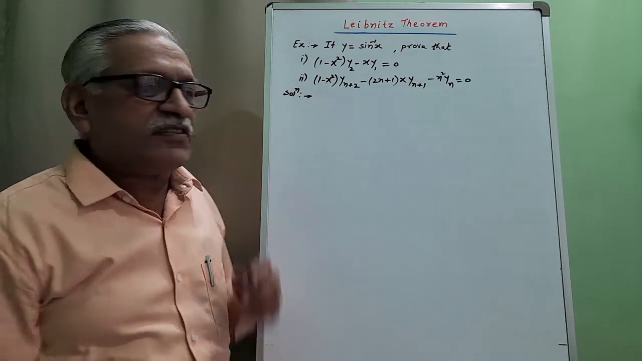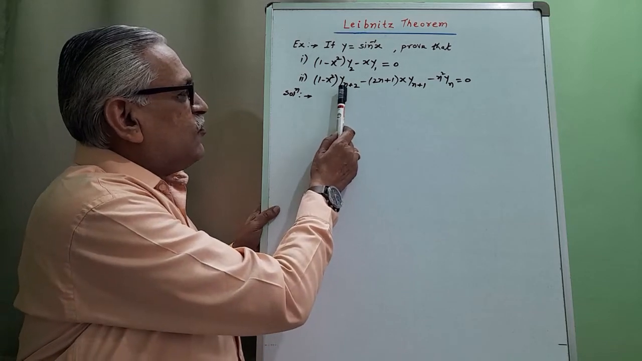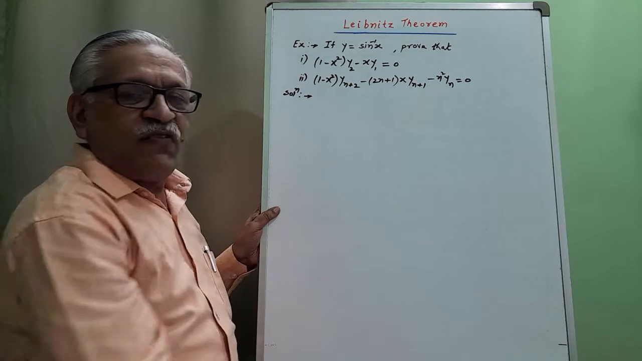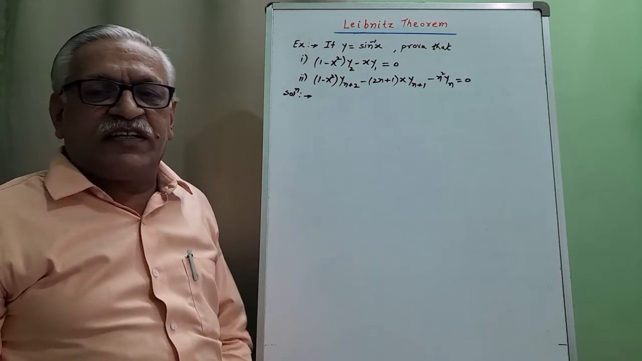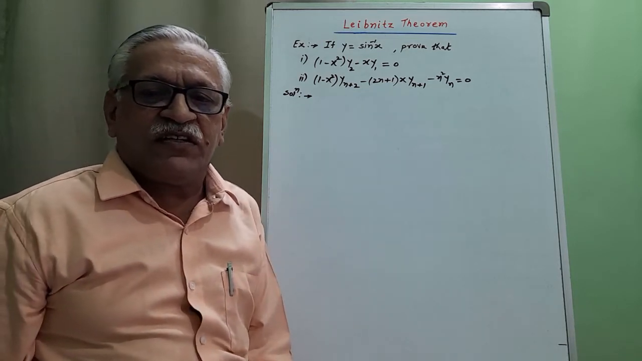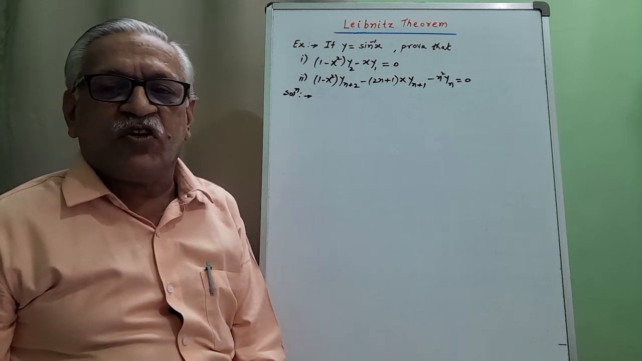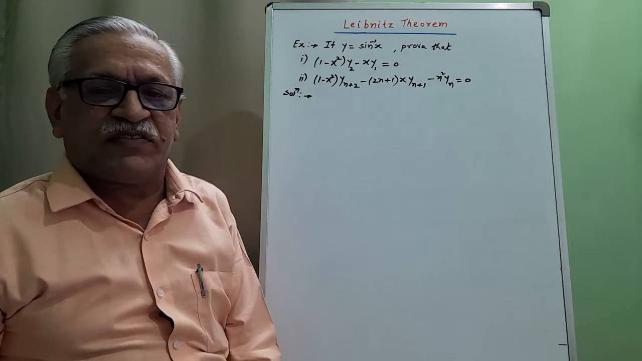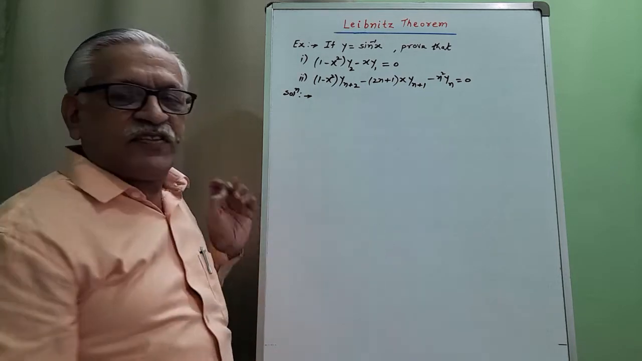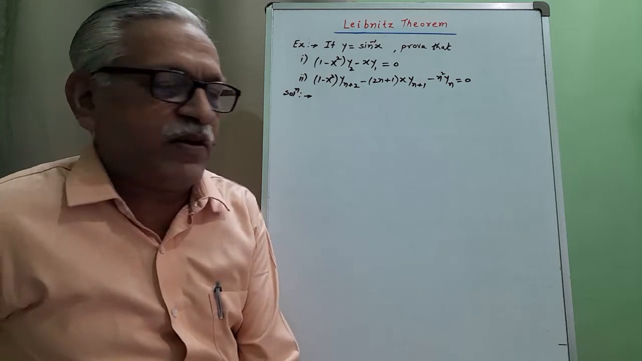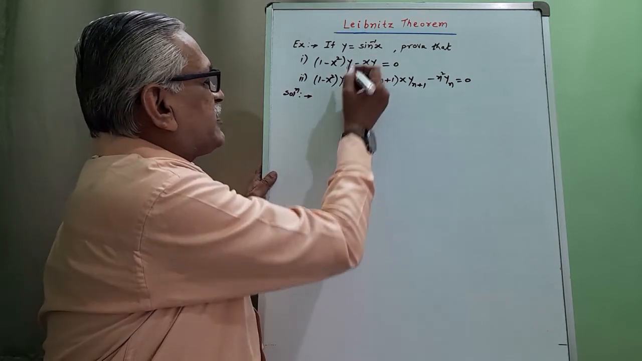If we observe the terms of y, they are yn plus 2, then yn plus 1 and yn. All these derivatives are in decreasing order. Whenever we have such type of terms, it becomes a problem of Leibniz theorem. Nowhere it is mentioned that it is a problem of Leibniz theorem. By observation, we have to decide whether it is a Leibniz problem or not. And as it is a Leibniz problem, we try to apply its technique.